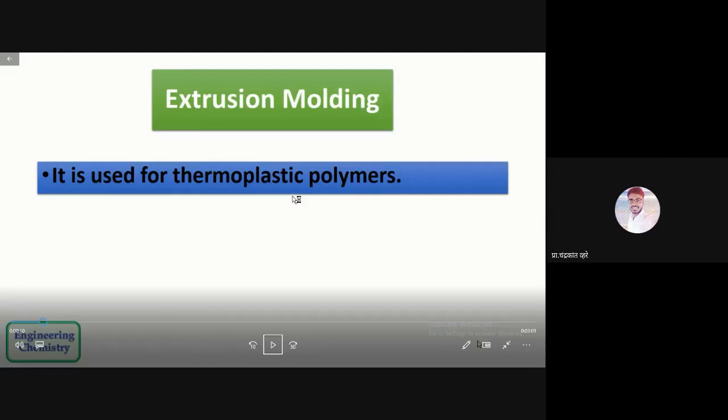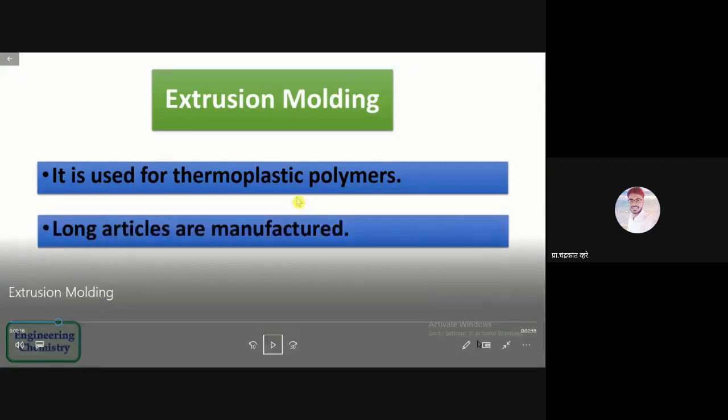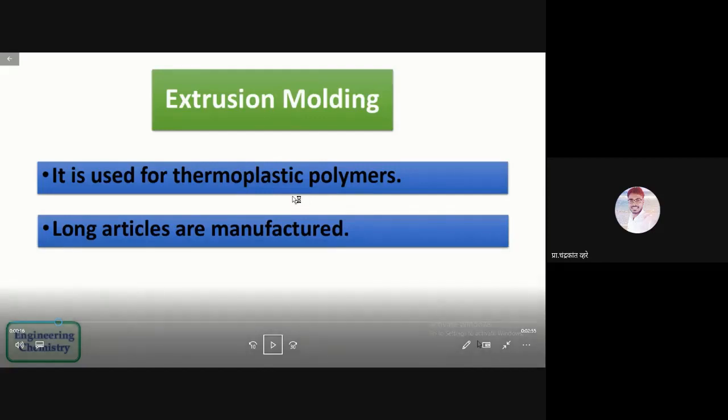Majorly it is used for thermoplastic polymers. We know there are two types of polymers: the first is thermosets, and the second is thermoplastics. We are using it for thermoplastic polymers. Long articles are manufactured. Long articles means long products, like long wire. Most of the time we use extrusion molding for long products. Sometimes we use it for insulating purposes, and sometimes for long hollow pipes or other hollow products, but they must be long. In short sizes it is not possible to manufacture.